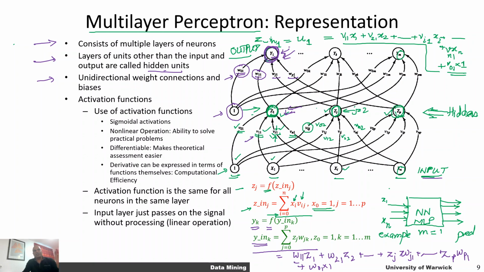You cannot have these output neurons feeding back to the previous layer for this particular architecture. There are other architectures of neural network where it is possible, but we're not discussing those right now. So in a multi-layer perceptron, you have unidirectional weight connections and biases. And each neuron does its own computation individually as well.